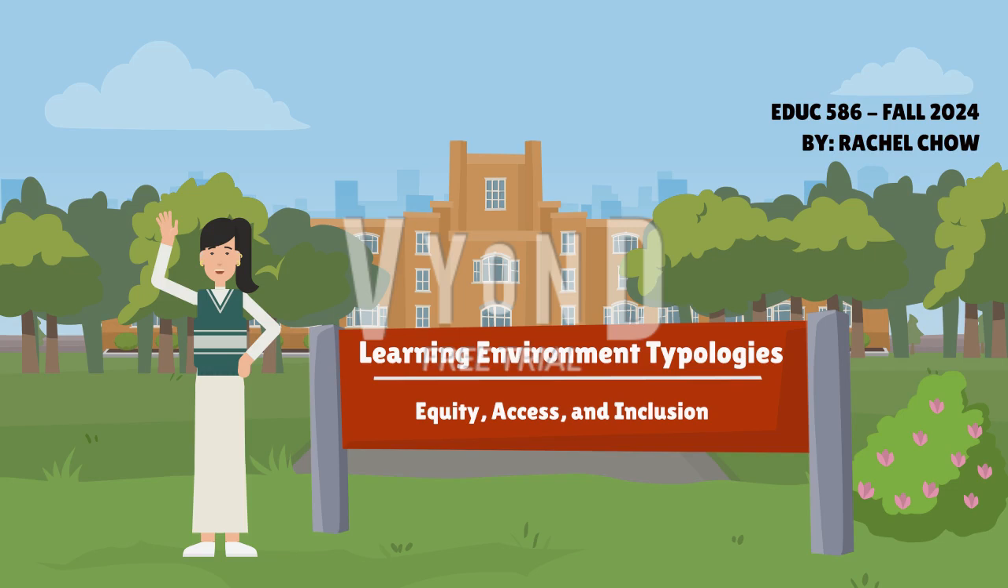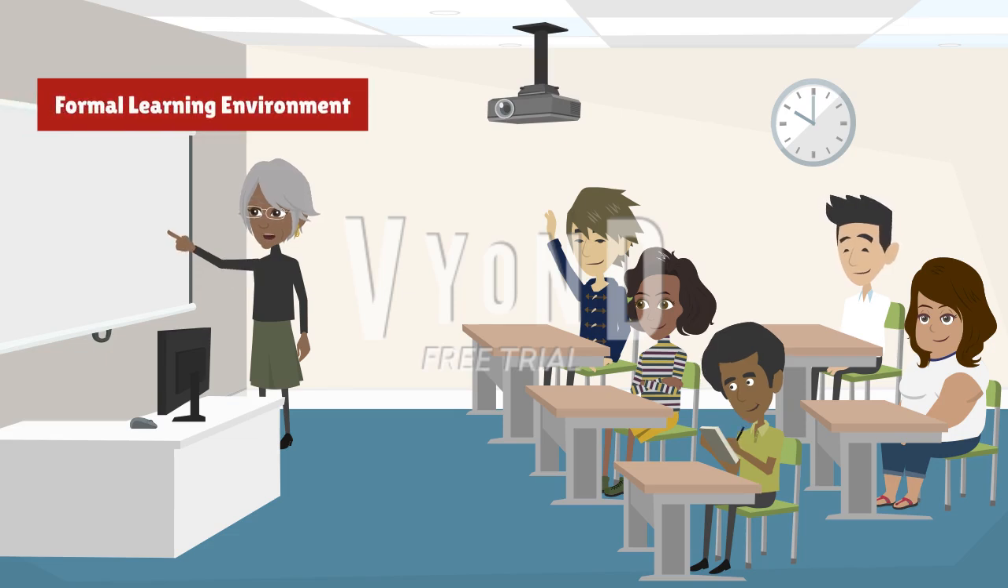Hello, this video will go over the different learning environment typologies and how each relates to equity, access, and inclusion. Formal learning environments are typically characterized by explicit learning goals being defined by the instructor or institution. While formal LEs provide a structured and organized curriculum, they can be expensive and inaccessible, especially for low income learners.